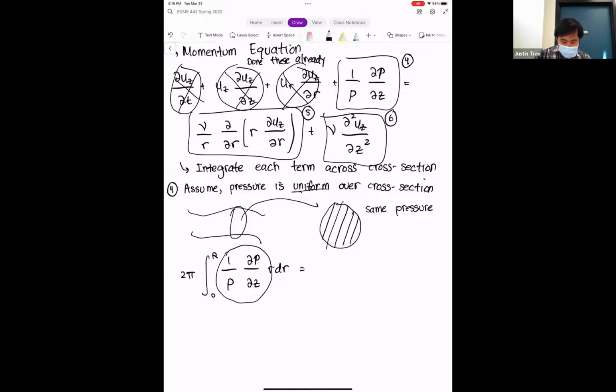The reason I pulled the 2 pi into the integral here is that this guy should look familiar because this is exactly our formula for the flow, right? And so we take the velocity in the z direction, we integrate it over the cross section. So we take 2 pi times that, integrate that between 0 and R, and that gives us the flow. Okay. And so the result of integral 6 is equal to nu partial squared Q partial z squared.